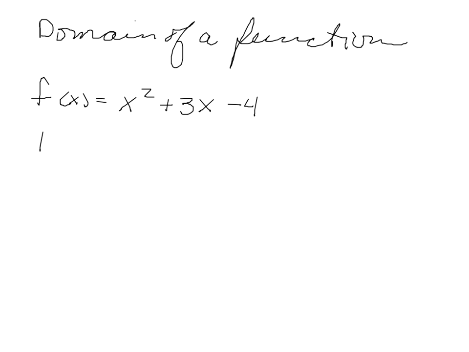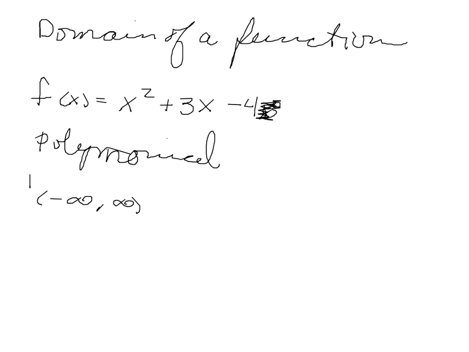Now this is a polynomial because it's got non-negative integer coefficients, and even this is a non-negative integer coefficient because x to the 0 is 1, so we don't see it. But when we have a polynomial, its domain is all real numbers. Remember, domain are the values that we're allowed to put in, and we get something out.